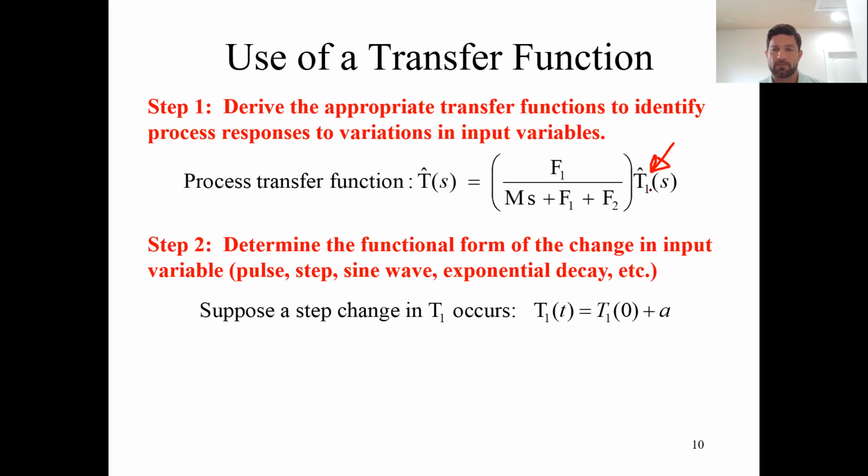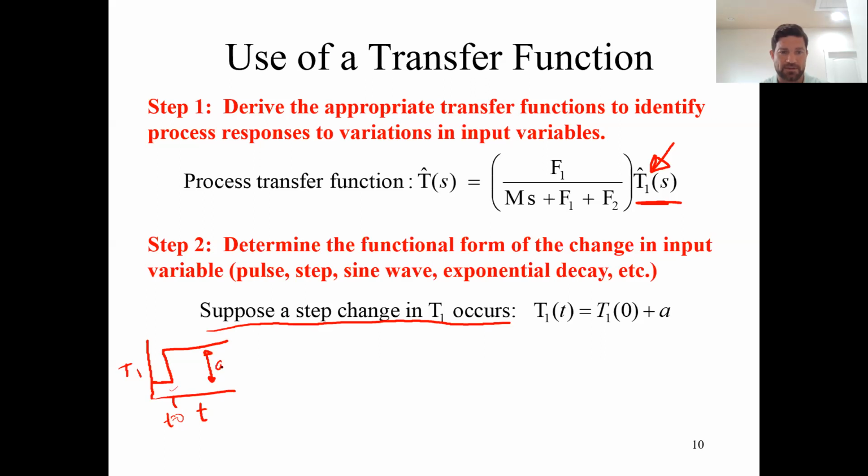In order to do this, what we have to do is first take our input function in the time domain and convert it to an input function in the Laplace domain. Like we said, we can have any function for this input, but for this example we're going to do a step change in T1. So if we plot T1 as a function of t, at some point, let's say t equals 0 right here, we're applying a step increase in temperature, and we're going to define the step increase as A.